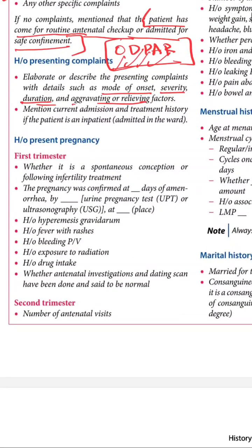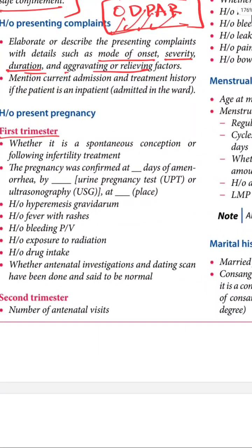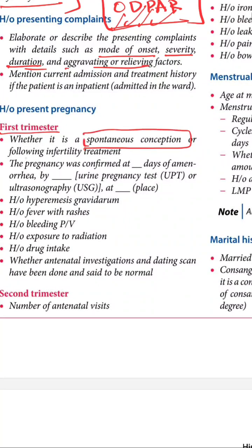So history of present pregnancy, first trimester, what all you'll ask: whether it is a spontaneous conception or following infertility treatment. First question you need to ask is whether it was a spontaneous conception or following an infertility treatment. The pregnancy was confirmed at dash days of amenorrhea, how many days of amenorrhea, and detected by what? Was it detected by urine pregnancy test or ultrasonography? And at which place? Which place should be mentioned?